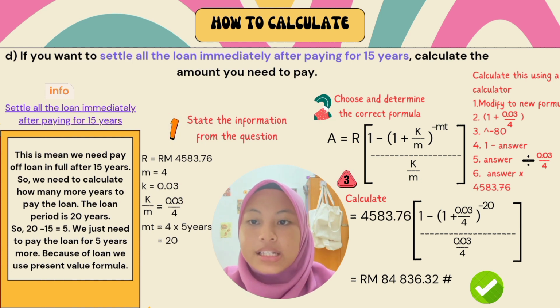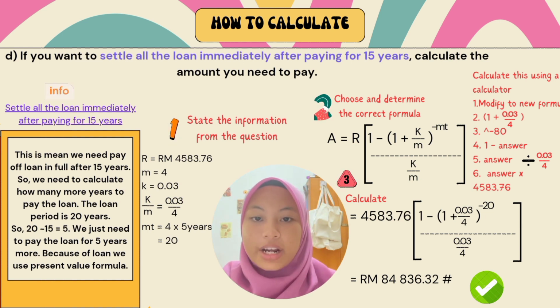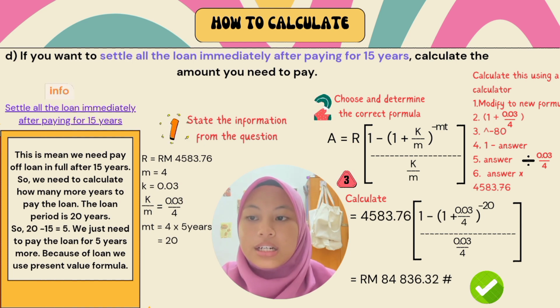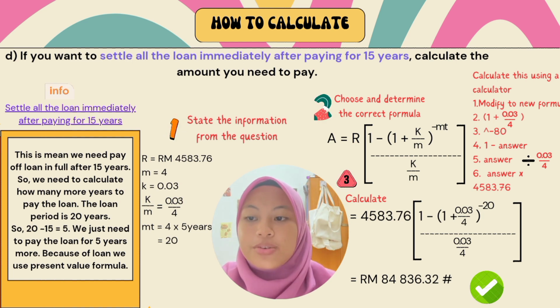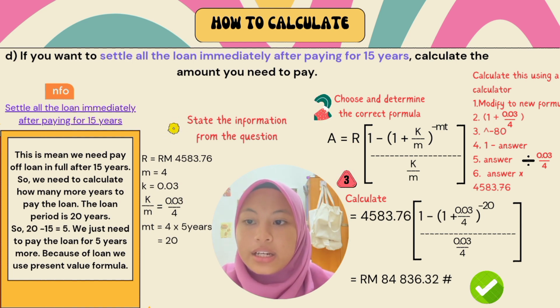Just like before, take the information from the question, choose and determine the correct formula and calculate the answer. So the formula is A equal to R, open the big bracket, 1 minus, open bracket, 1 plus k over m, close the bracket, to the power of negative mt divided by k over m, close the big bracket. First, press the calculator: open bracket, 1 plus 0.03 over 4, close the bracket, and press the power of negative 20. Then 1 minus the answer, and divide by 0.03 over 4, then multiply by 4,583 ringgit 76 cent. So we got the answer, which is 84,836 ringgit and 32 cent.